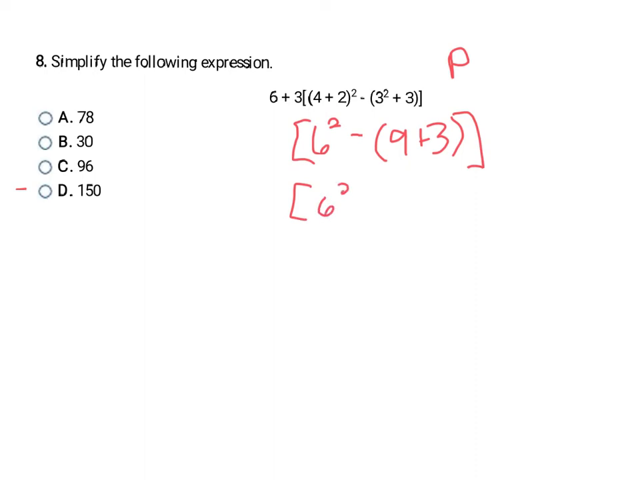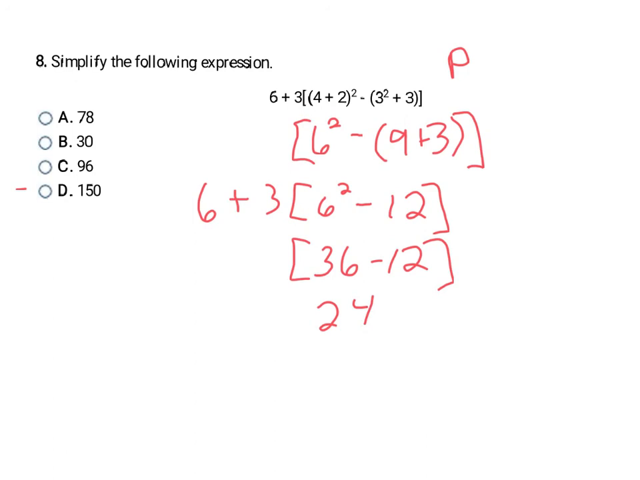So I'm going to have 6 squared minus 12 inside the brackets. Well, the brackets are a type of parentheses, so that's what I'm going to be doing next. And inside the parentheses, I'm going to do multiplication or exponents before subtraction. 6 squared, or 6 times itself. 6 times 6 is 36. And then I'm going to finally finish out those brackets. And 36 minus 12 is 24.